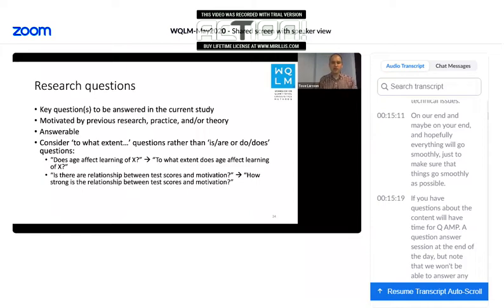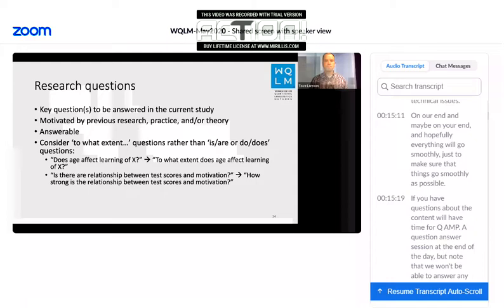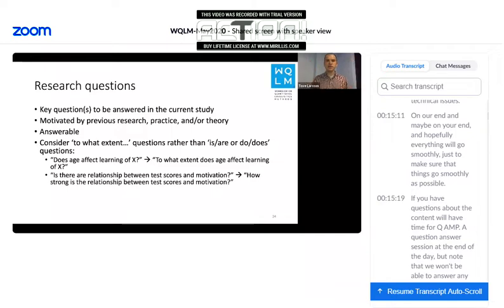Is there a relationship between test scores and motivation? I think it's better to say how strong is that relationship, because again, relationships are measured in degrees, not in yes or no. And the real world is continuous in nearly every case. And so representing that continuous nature of the real world through our questions helps us to get off on the right foot and can drive the types of answers we'll be able to get from our data.